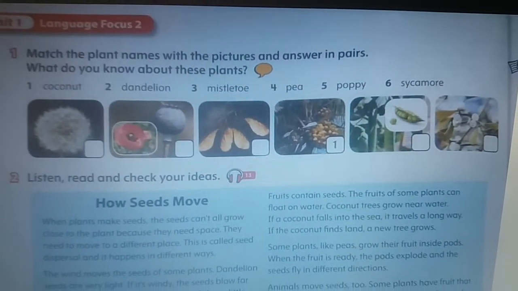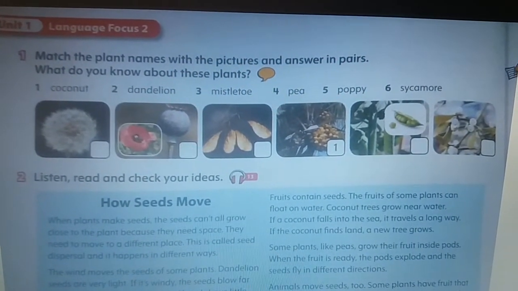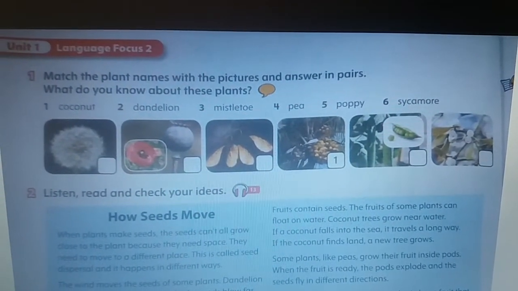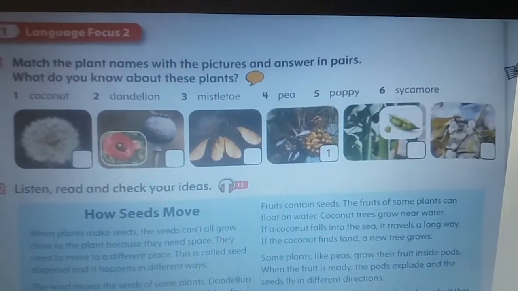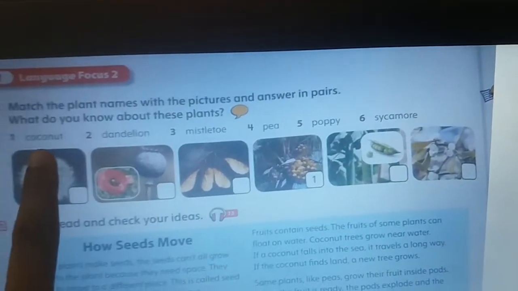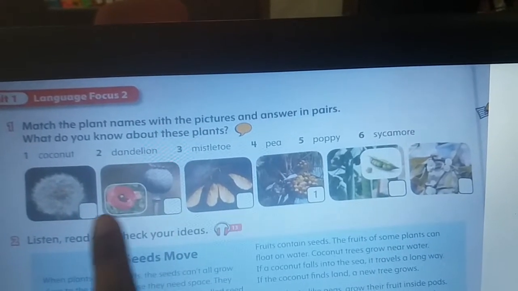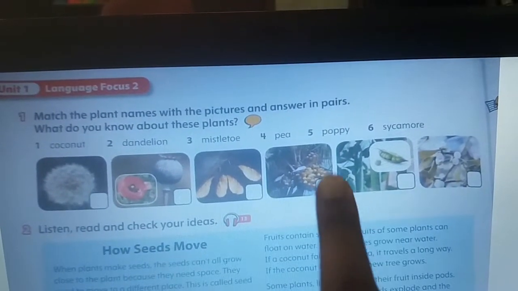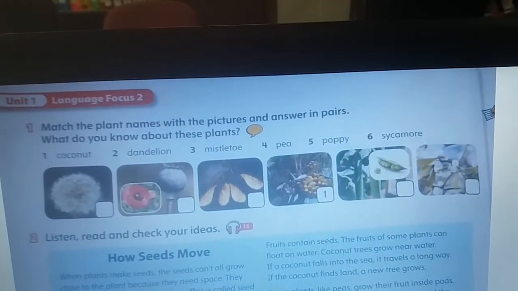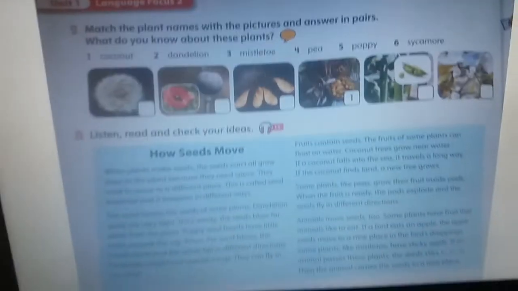Now the instruction here: match the plant name with the pictures and answer in pairs. What do you know about these plants? To know these plants, you look at the picture. After that, you match here. For example, number 1, this is coconut. So coconut is number 1, you match here. Then number 2, dandelion. Where is dandelion? You search here. Where is mistletoe? Where are poppy and sycamore? You write here.